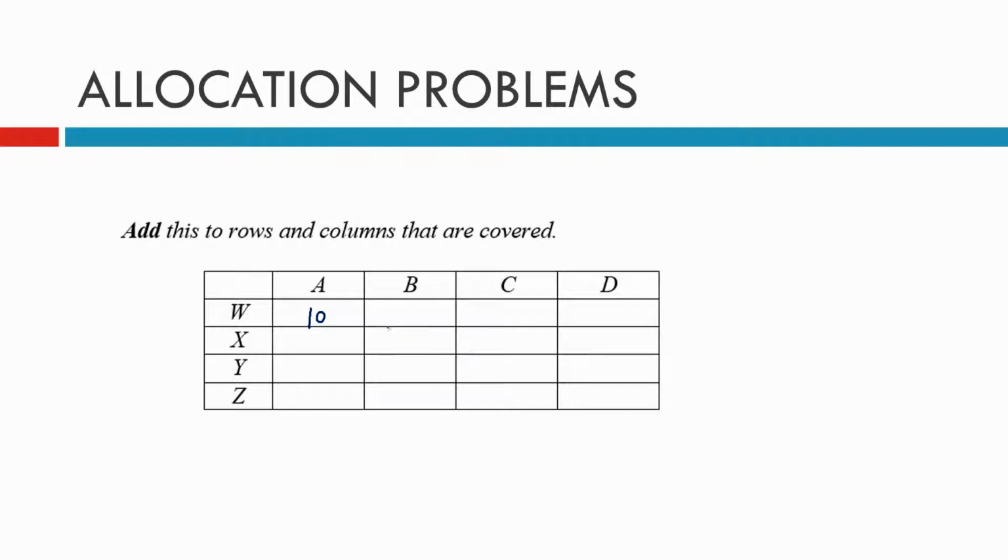Leave the X for the moment. Let's go to the Y, 30, and 0 for the Z. The reason I left the X is because it has a line as a column and also a line down A, and it also has a line going across the X. So it has two lines.